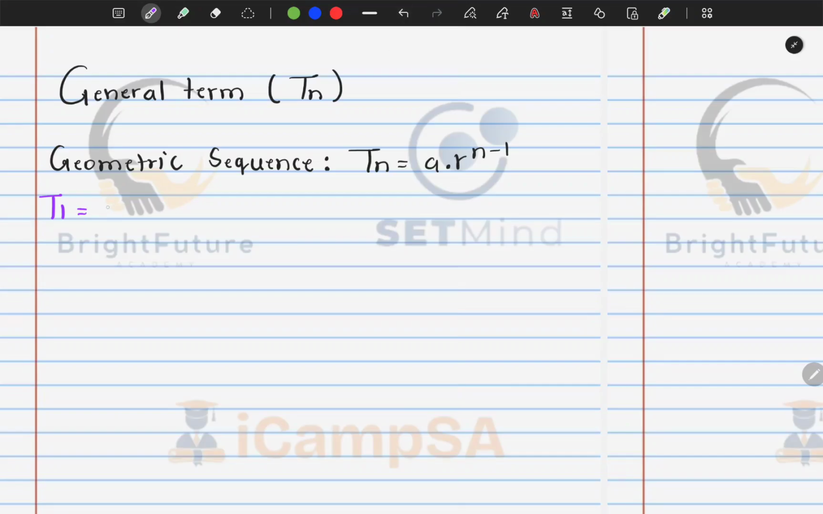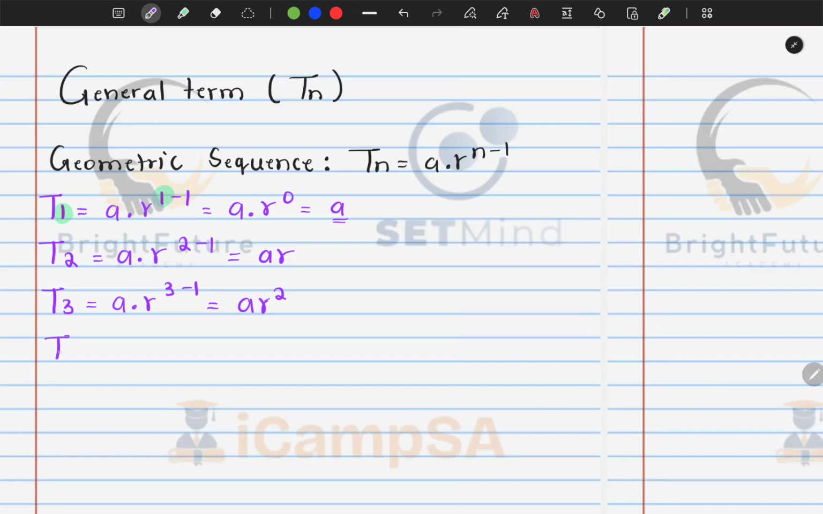There's something which I need you to have an appreciation of, which is a couple of terms, T1. If you look at T1, we go to our formula, and wherever we see n, we put 1. You'll have r to the power of 0, so this will be a times r to the power of 0, which gives us a. Then term number 2 will be a times r to the power of 2 minus 1, and the answer will be ar. And term number 3 will be a times r to the power of 3 minus 1, which will be ar squared.